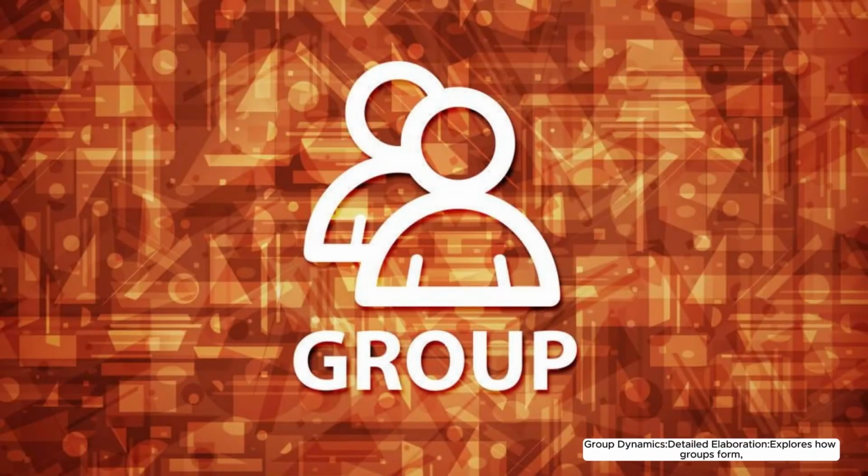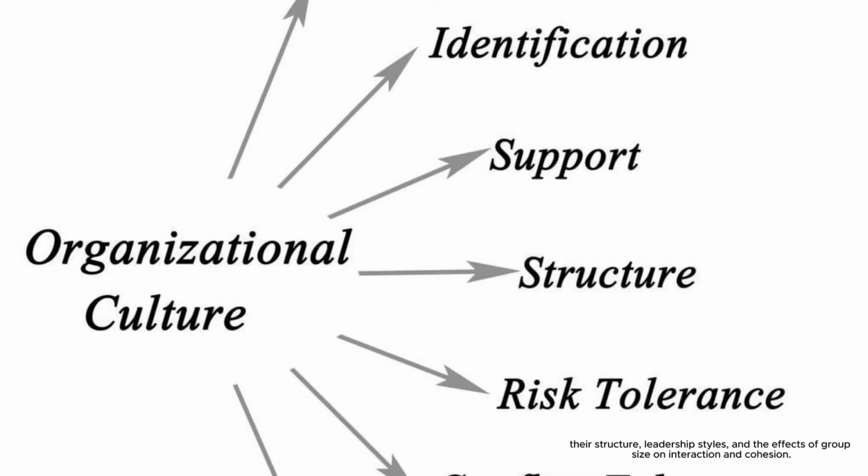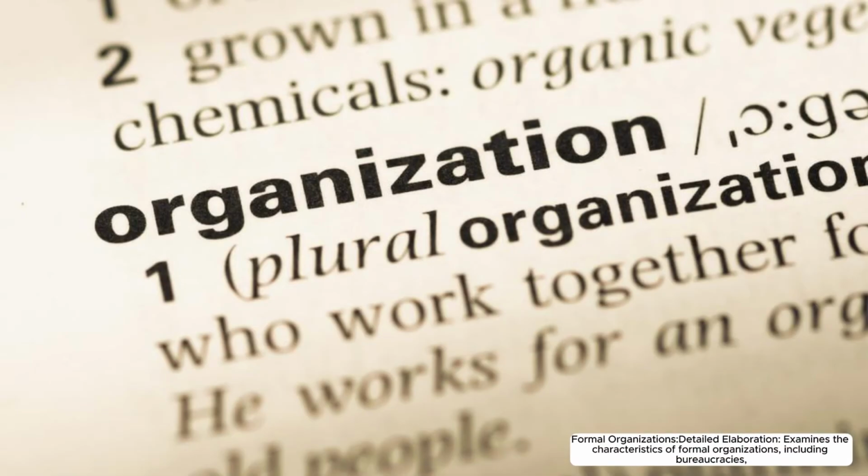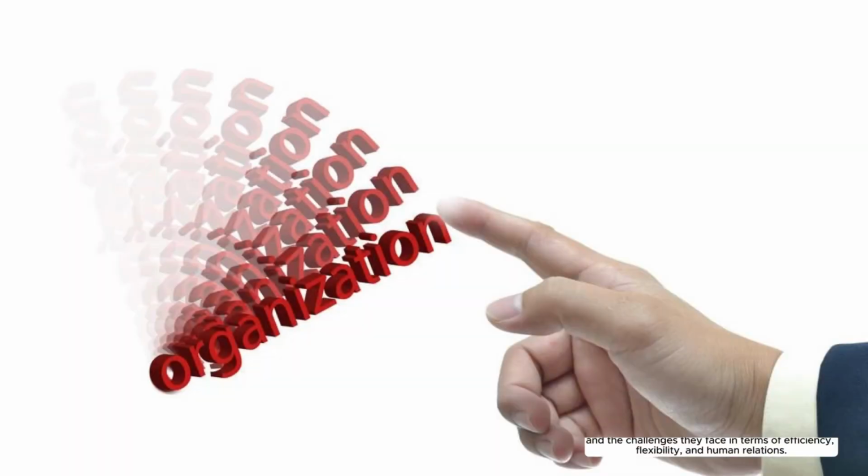Group dynamics. This explores how groups form, their structure, leadership styles, and the effects of group size on interaction and cohesion. Formal organizations. This examines the characteristics of formal organizations, including bureaucracies, and the challenges they face in terms of efficiency, flexibility, and human relations.